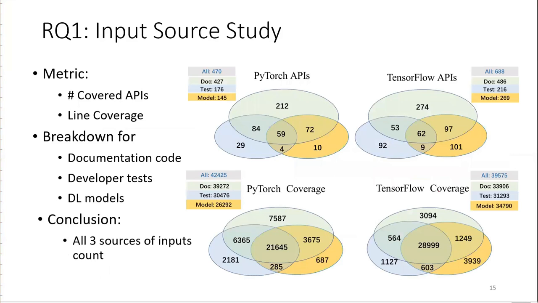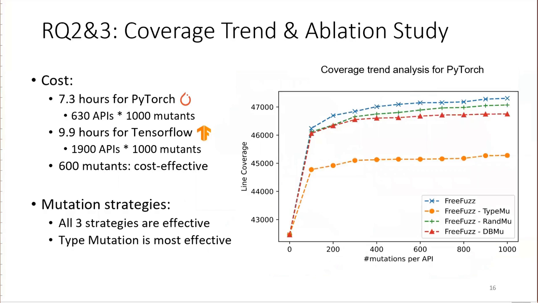Next, we'll talk about the experiment. The first research question is, how do three different input sources of FreeFuzz without any mutation contribute to DL library testing? Our metric here is the number of covered APIs and the line coverage. And we break down the input sources into three different parts. That is the documentation code, library developer tests, and DL models. Our conclusion is that all three sources of input count, having its unique contribution to the number of covered APIs or the line coverage. Next, we will talk about the coverage trend analysis and our ablation study.